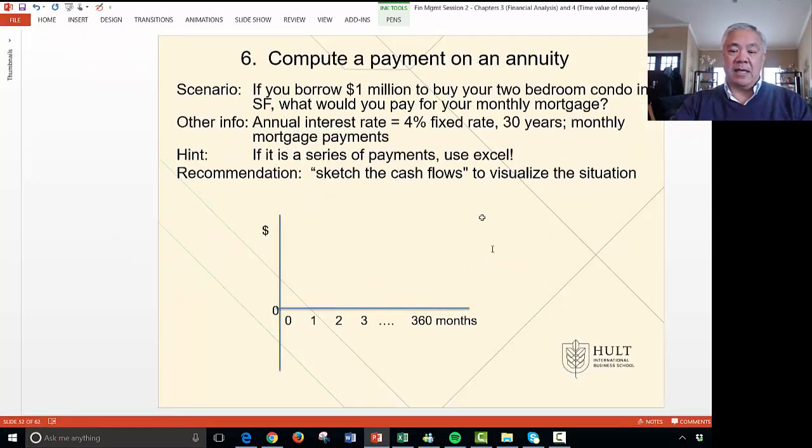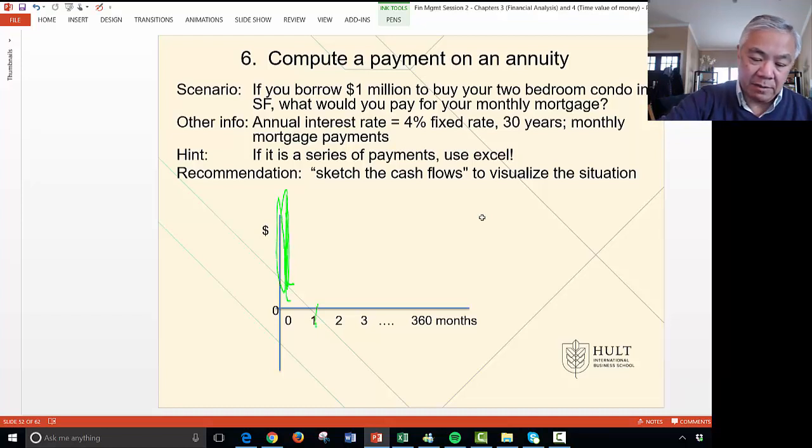So the final one is a payment on an annuity, and this is the mortgage. We borrow $1 million, we buy a 2-bedroom condo, and what's our monthly mortgage payment? With the rate of 4% per year, annual, 30 years with monthly payments. And so if we sketch this cash flow, we'll end up with lots and lots of payments. We would get a very large amount of money up front. That's the funding from the bank.